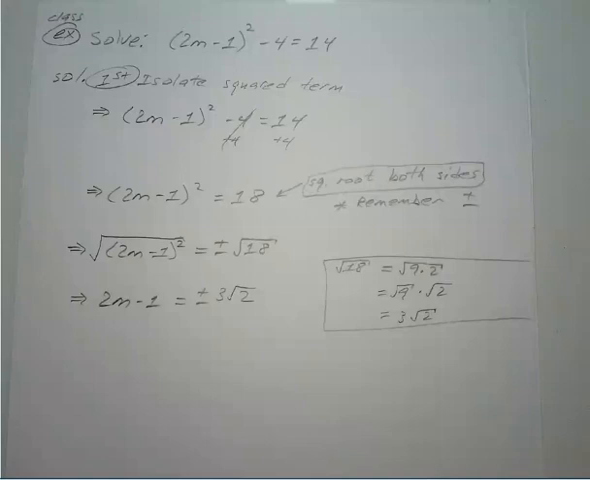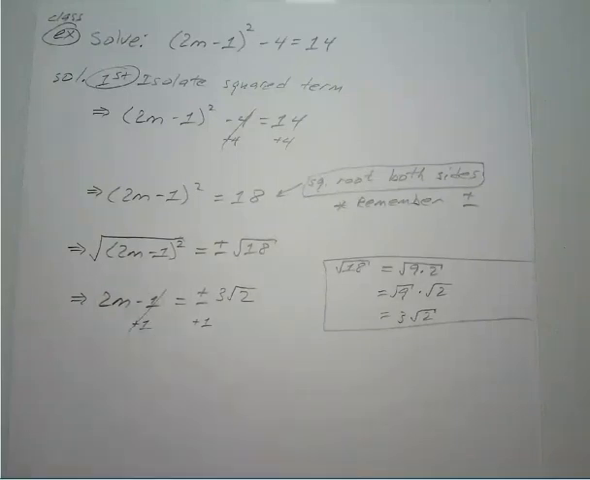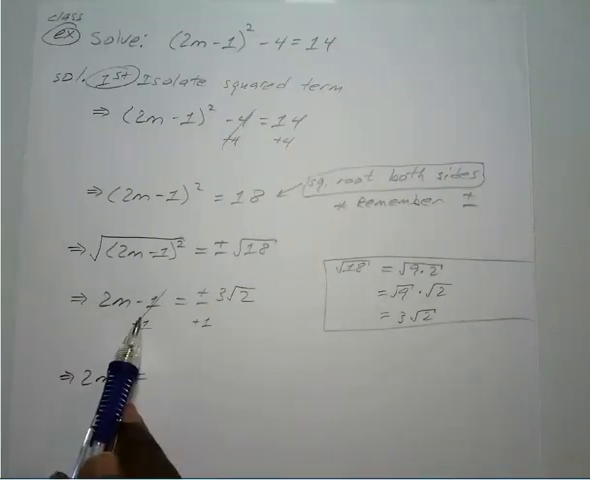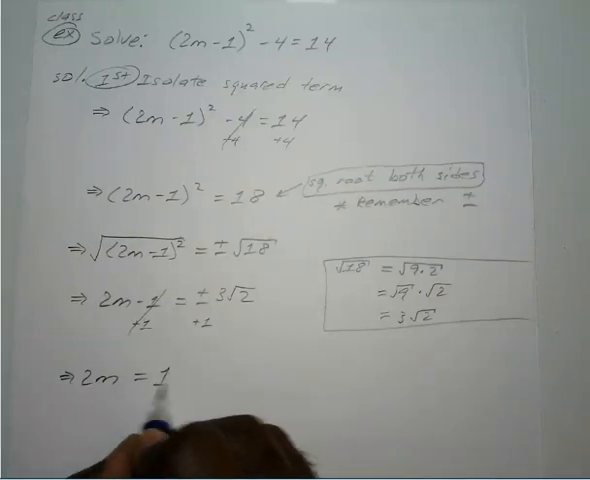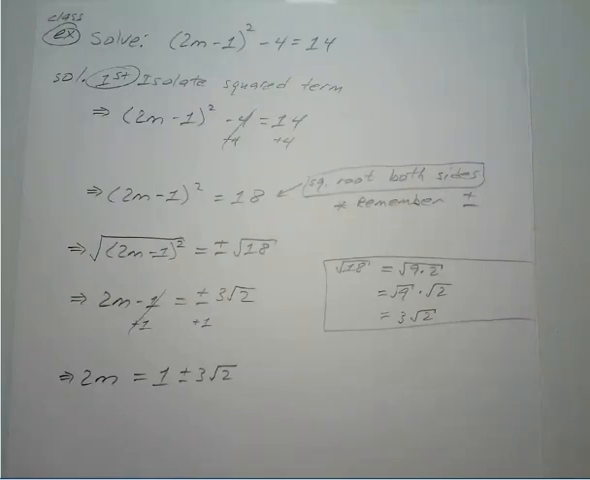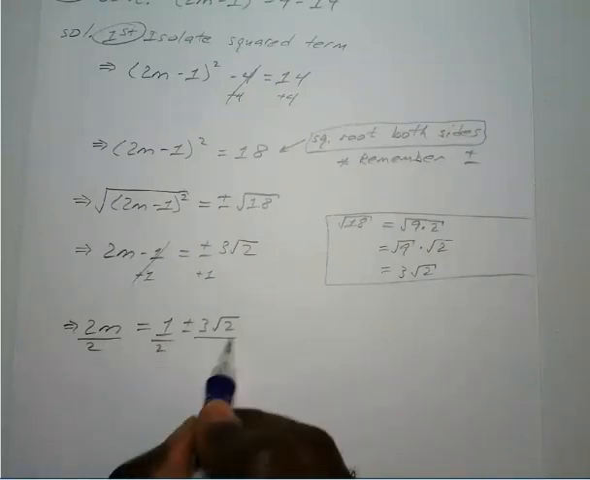Okay, so just like before, now that we have our squared simplified, we can go ahead and solve for our variable. So we just add 1 to both sides, where these two would cancel out. So that leaves us with 2m equals, again, we put our numerical value that we moved over first, so 1 plus or minus 3 square root of 2. Okay, now we just have our 2m, so we go ahead and divide all the terms by our coefficient of 2.